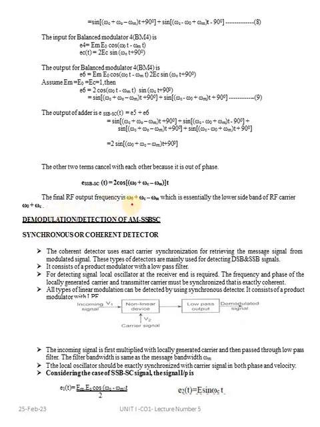The final output frequency is omega_0 plus omega_c minus omega_m, which is essentially the lower sideband of the RF carrier omega_c plus omega_0.